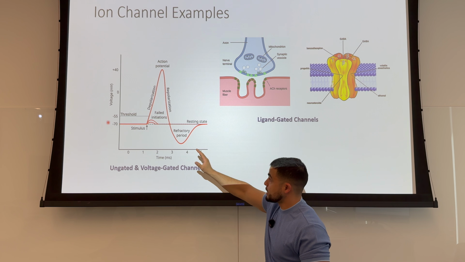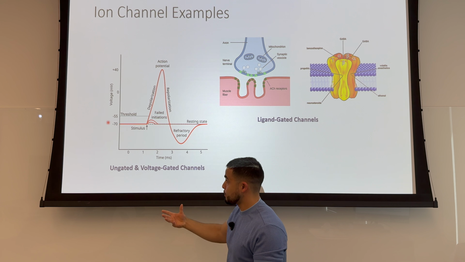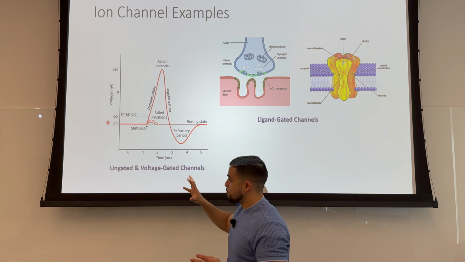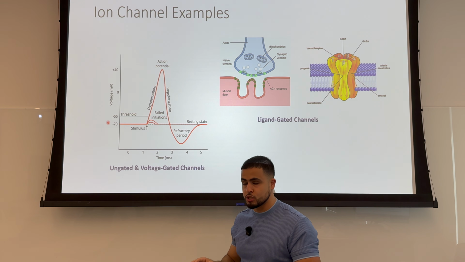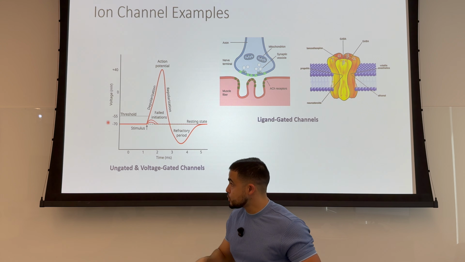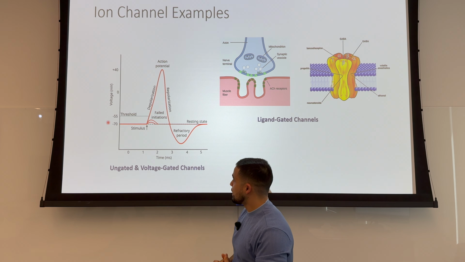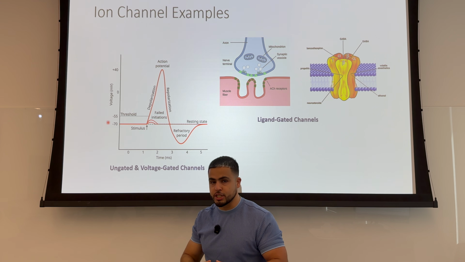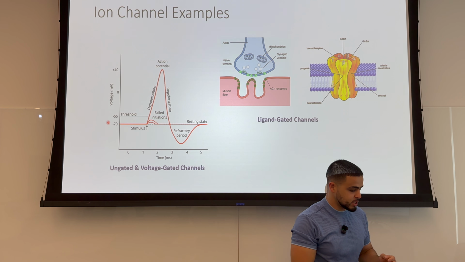This graph over here implicates the ungated and voltage-gated channels. So you can see that the membrane potential is at -70, and that's established by potassium leak channels to a large extent, and we'll talk more about that in subsequent slides. Just know that these channels are continuously open and they establish that initial membrane potential. And then when you reach that threshold, you have the voltage-gated channels opening, and then you have a rush of sodium into the cell, and you have the action potential being generated.